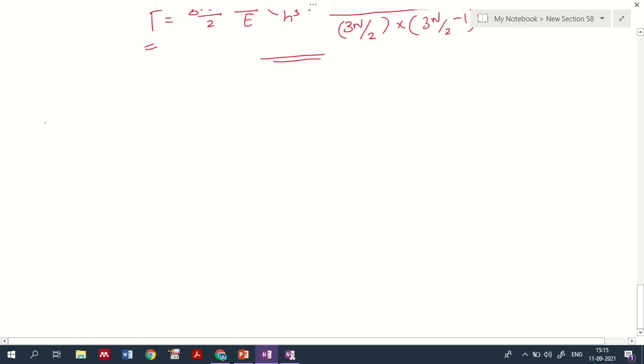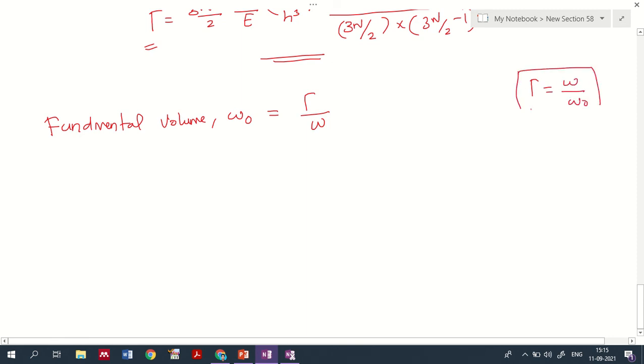Okay, the fundamental volume I have represented is the volume of a single microstate, so that is equal to omega 0. So that is equal to omega by gamma, because we know the relation gamma equal to omega by omega 0. This relation we discussed in the last class. From that I will get omega 0 equal to omega by gamma.